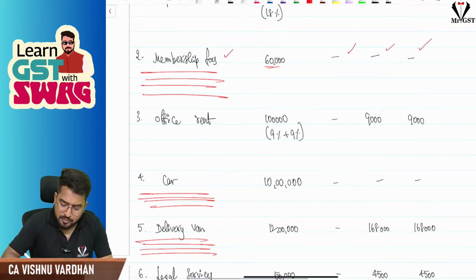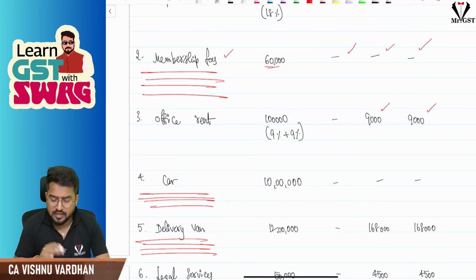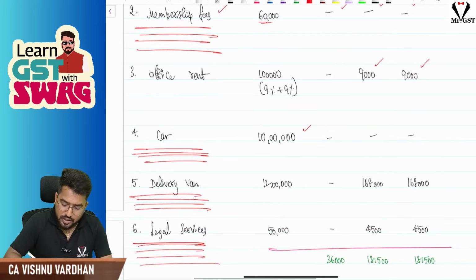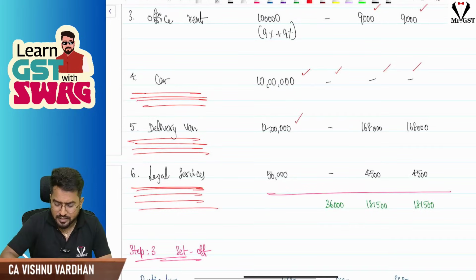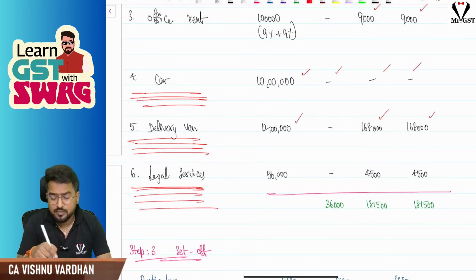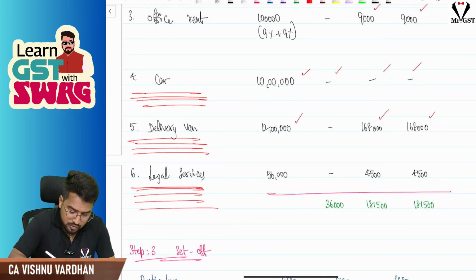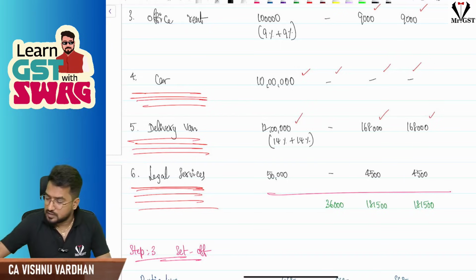So for membership fees, no ITC, so everything is blank. Office rent, 9% CGST, 9% SGST, 1 lakh, 9,000, 9,000. Car, you cannot take ITC, it is blocked, so 0. Delivery van, you can take ITC, but it is an intrastate purchase and 14% plus 14% here. Sorry, I forgot to write that, but here it is 14% plus 14%. Okay, one more cross check.